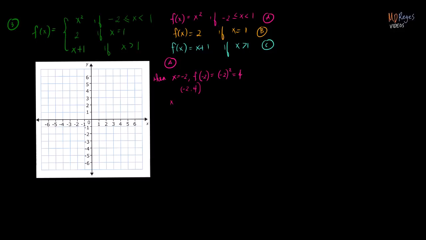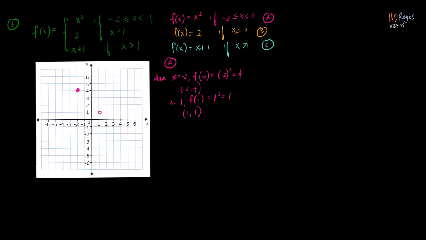Now when x is equal to the other endpoint, 1, what's the value of the function? F of 1 is 1 squared, which is 1. So we have the point 1, 1 in the graph. But in that interval, in function a, 1 is not included. So therefore, the point with coordinates 1, 1 must be an empty circle. Let's sketch the graph or plot the points. Negative 2, 4 is included, but 1, 1 is not included in the graph.